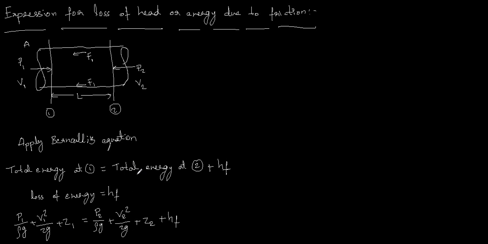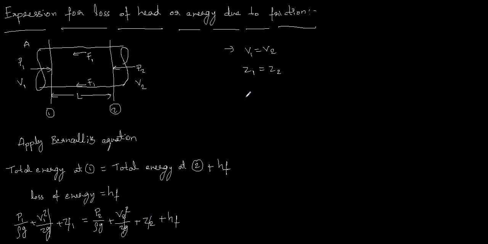Here we are using a pipe of the same cross-sectional area with constant diameter, so the velocity at section 1 is equal to the velocity at section 2. Similarly, if we assume a datum line below the pipe, because it is a horizontal pipe, the height of the center of the pipe from the datum line is the same for section 1 and section 2. So Z1 and Z2 become equal. So V1 square by 2g and V2 square by 2g get cancelled, and Z1 and Z2 also get cancelled.